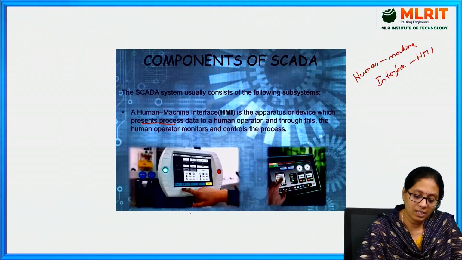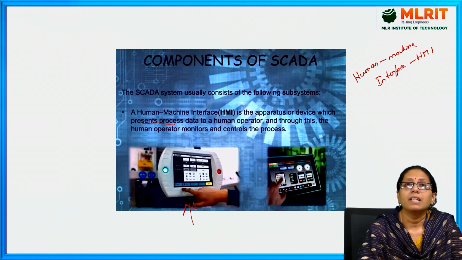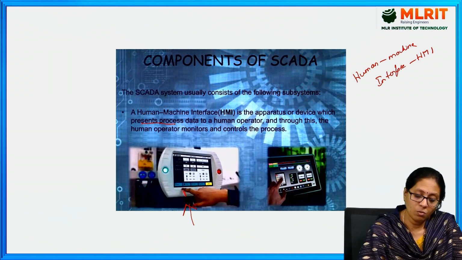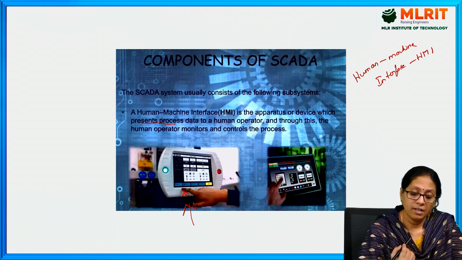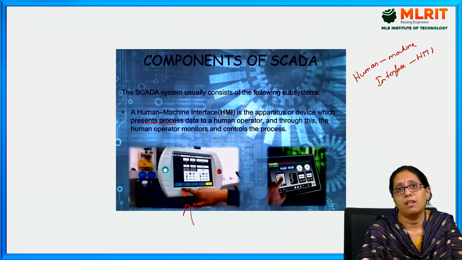Here you can see the picture. In this picture, the human is given the data, meaning where different types of faults occur and at which particular point the fault occurred. It is displayed on the screen, and based on the indication given, the person rectifies the particular error.